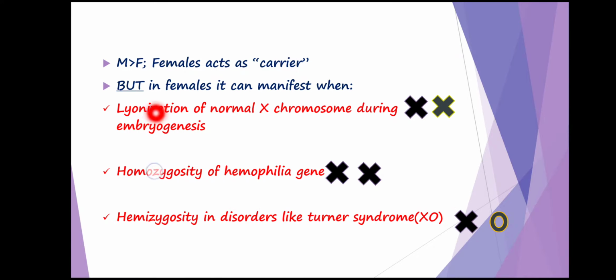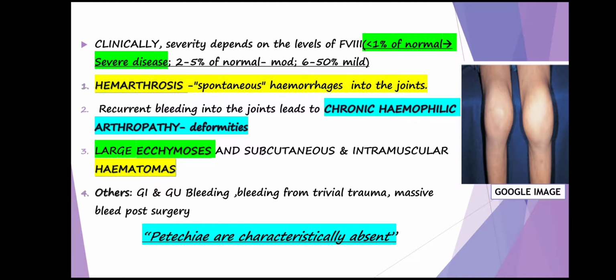So sometimes questions are asked on these three scenarios when the disease will manifest in the female, or usually the female acts as a carrier and the disease manifests more in males. Again, clinically, the severity of the disease will depend on the levels of factor 8. Normally there are three categories based on the severity of the disease. If the amount of factor 8 is less than 1% of normal, it is severe disease. If 2 to 5% of normal factor 8 activity is present, it is moderate, while if the activity is 6 to 50%, then it manifests as a mild disease.